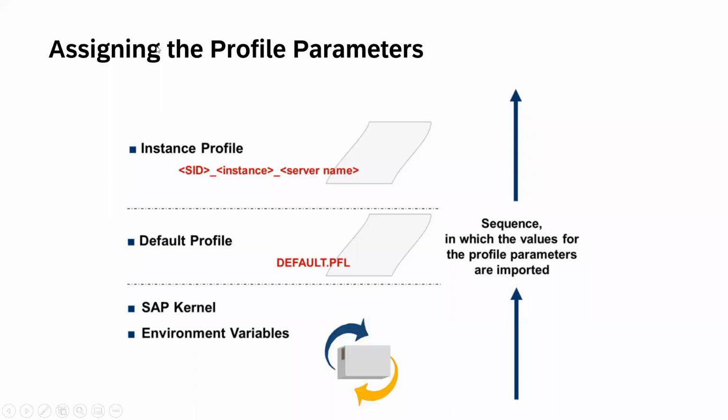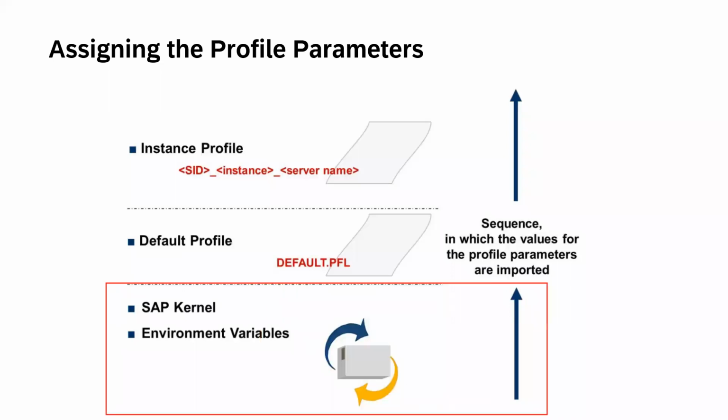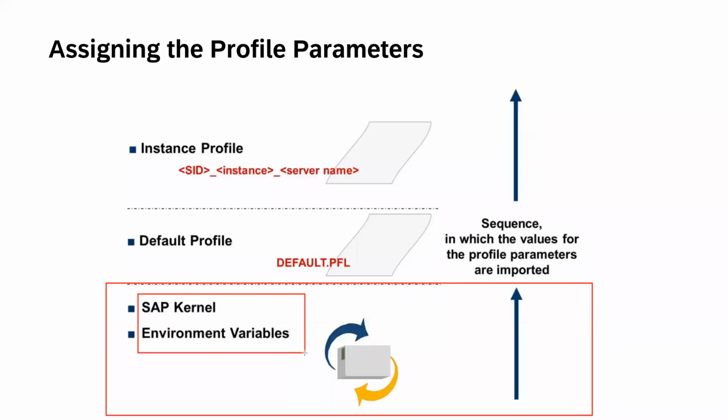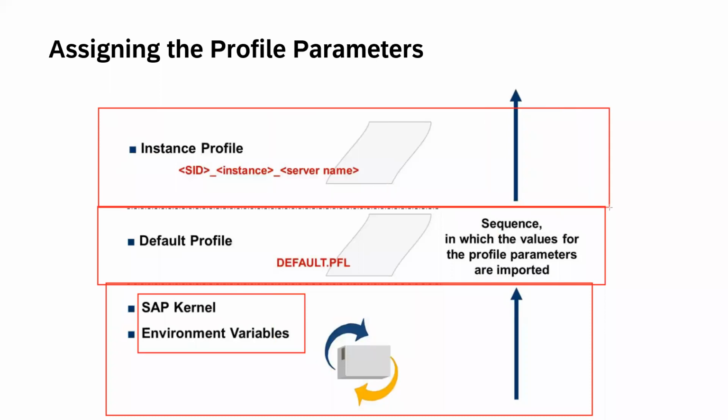sequence of the different levels in the system at which the profiles are read. So if you see, this is the base, this is when you run your SAP start command. When you run the SAP start command, all the SAP kernels and environment variables are loaded into the system. After this, it reads the default profile. Whatever parameters are there in the default profile, it will read in the second sequence. In the last, it will read your instance profile.